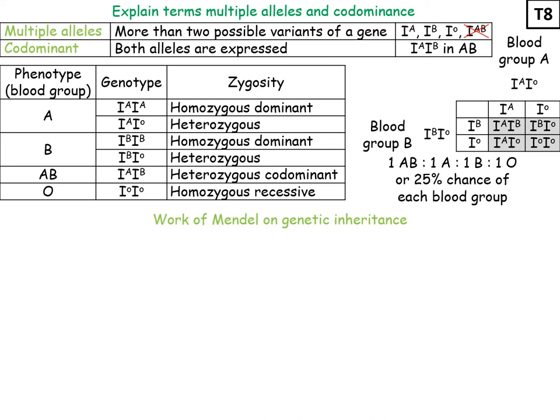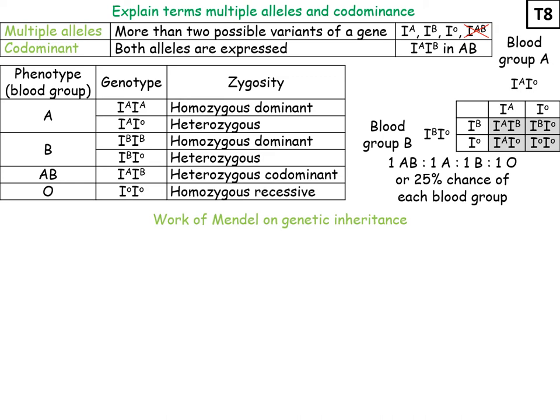For multiple alleles, there are more than two possible variants, but only two are inherited, one each from the gametes. If we look at different examples, obviously in eye color we saw earlier, you could have a brown eye allele or a blue eye allele. So there's only two types there, but multiple alleles have more than two possible variants. So in blood groups, you've got IA, IB, and IO. We've looked at the zygosity based on the phenotype and genotype and done a Punnett square.